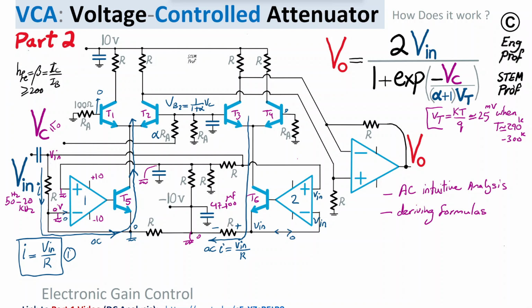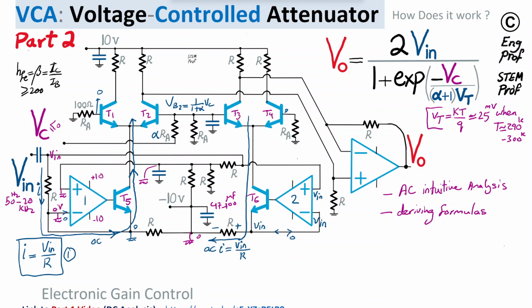Okay, so with that in mind, the voltage at the base of T4 is 0, and when V control is 0, the voltage at the base of T3 is 0. These are matched transistors, so because of purely symmetric operation, half of this downward AC current goes through the right branch, and half goes through the left branch.